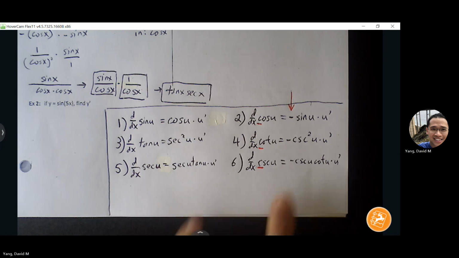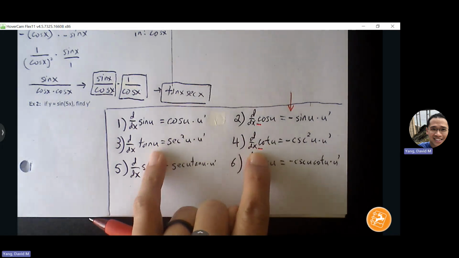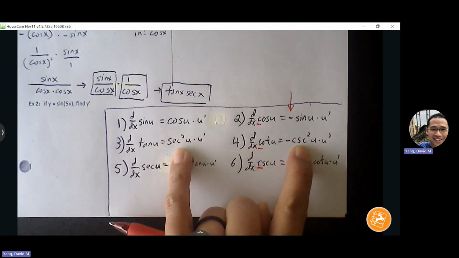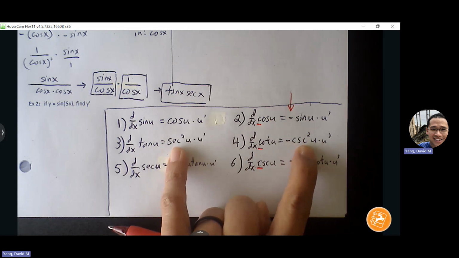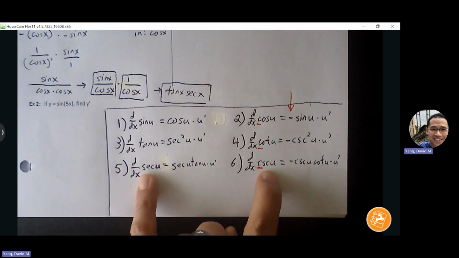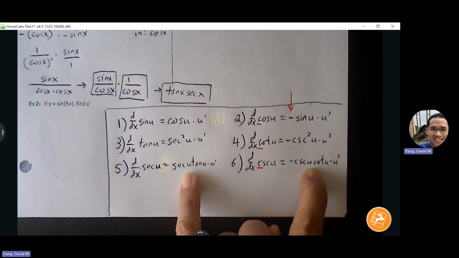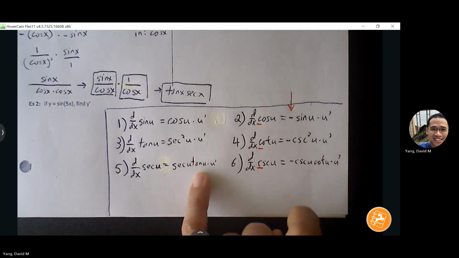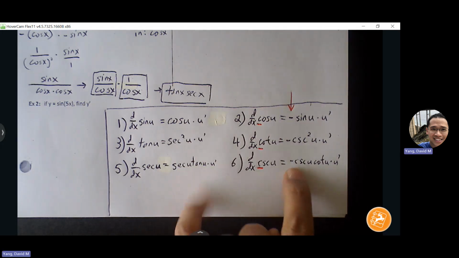Tangent and cotangent, they both have a similar form. They both involve the square of a trig function. So that's nice to have that pattern for us to see. Secant and cosecant, they both have a similar pattern. They both involve two different trig functions. Secant is secant tangent. Cosecant is negative cosecant cotangent.